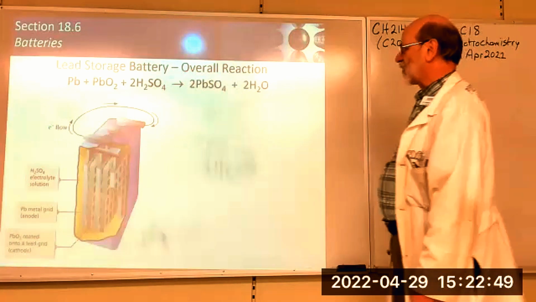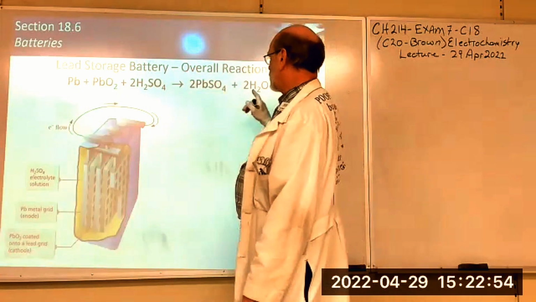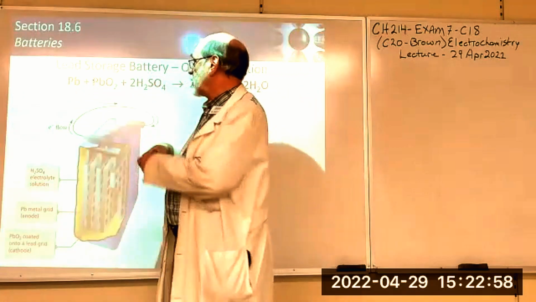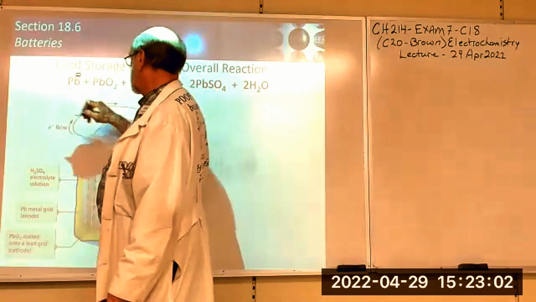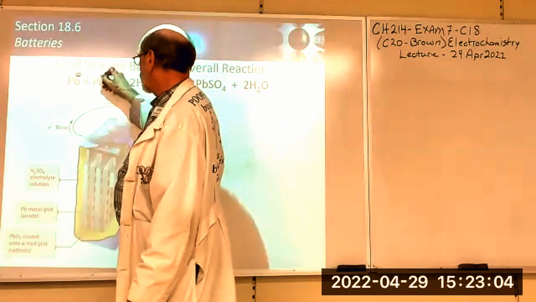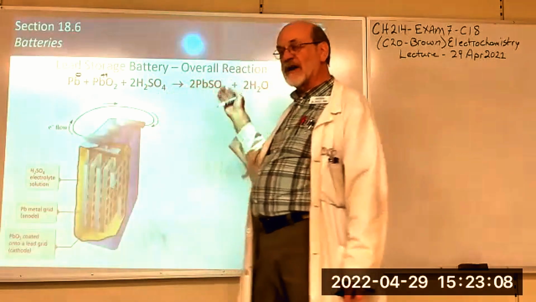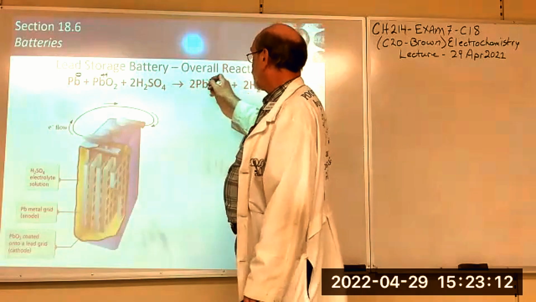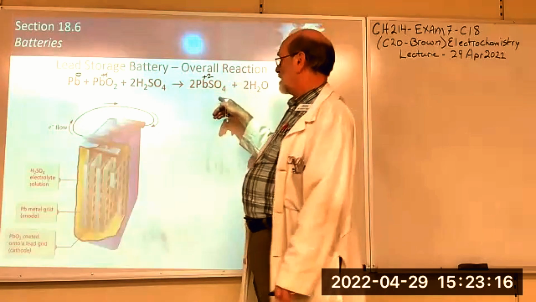This is the overall reaction. So they're both this lead and that lead, which are different oxidation states. Right? This is 0, and this is +4. Because 2 oxygens makes -4, lead has to be a +4. On this side, they're both +2 because sulfate is 2-.